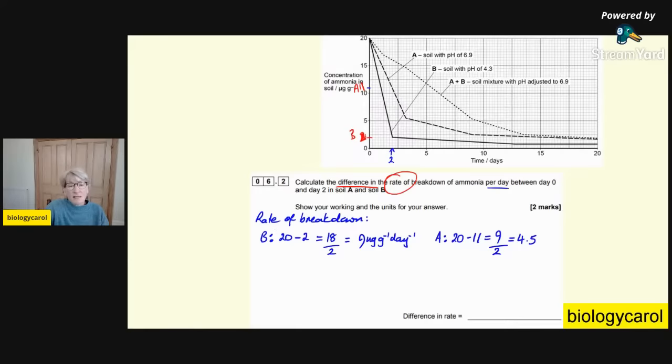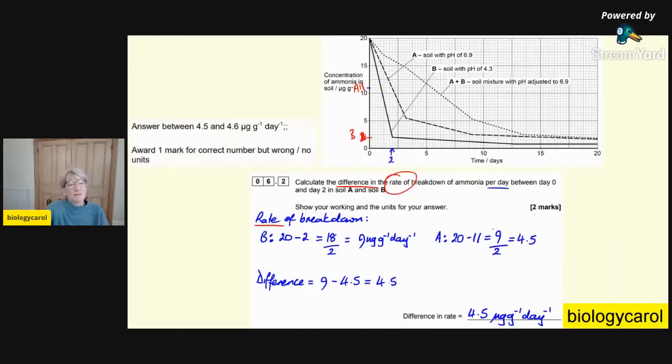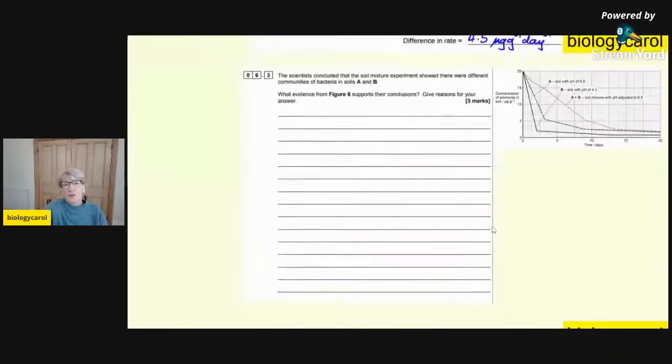So here we go, rate of breakdown. Of course, rate, you are dividing the breakdown by the number of days. So this is the rate of breakdown for B, this is the rate of breakdown for A, and therefore the difference is 4.5. And here are your units, because it's now micrograms per gram of soil per day. Okay, hopefully that makes sense. And I got the marks.